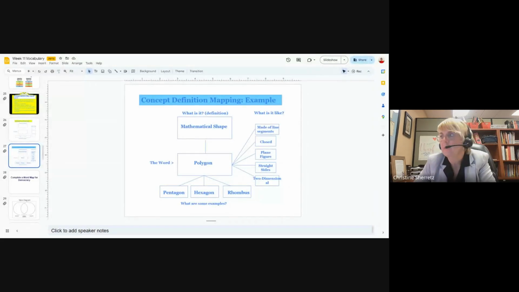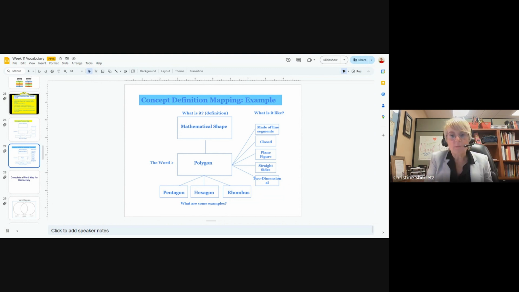Okay, so here I'm showing you an example of a concept map. In this term, I'm looking at the word polygon. And with the word polygon, I'm defining it. It's a mathematical shape. I'm explaining examples. A pentagon, a hexagon, a rhombus are all polygons. And then what is it like? It's made of line segments. It's a closed figure. It has a plane figure, straight lines, and it's two-dimensional. This is a concept map.